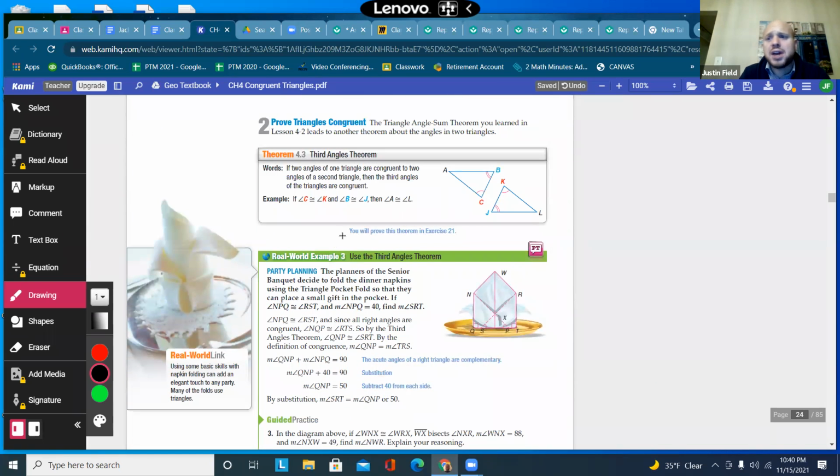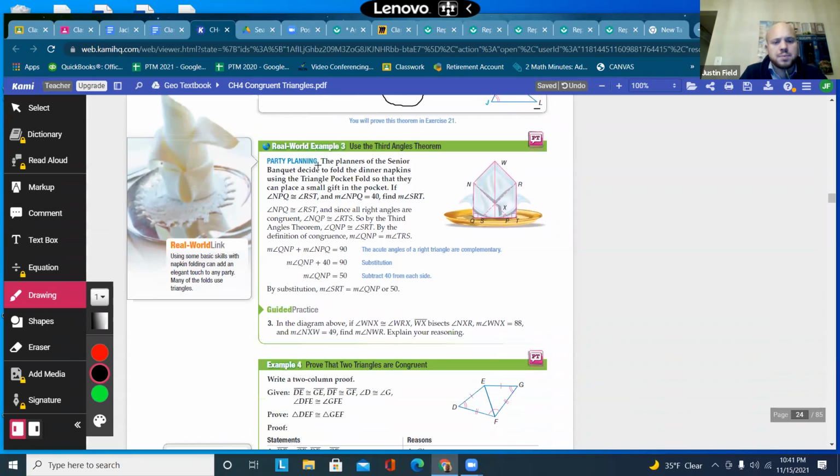The third angle theorem. Of course, yes, of course. If we know that angle C is congruent to angle K, and furthermore, we know that angle B is congruent to angle J, well, that only leaves one angle pair, and they must correspond, and they must be congruent. Please write that down. The third angle theorem. Okay. All right.